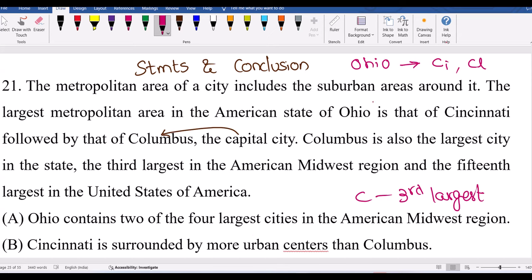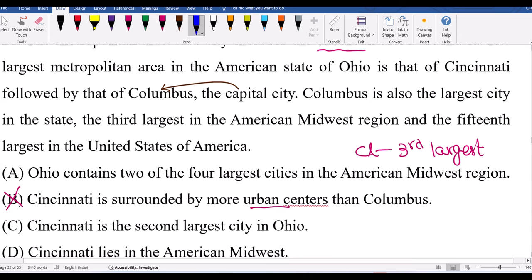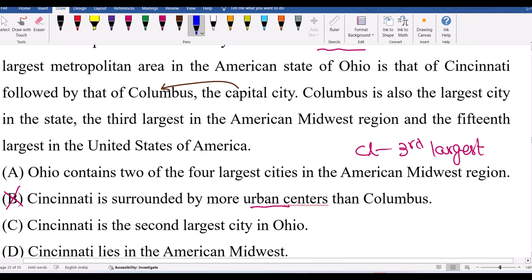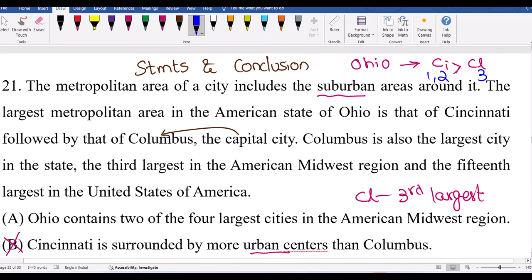Regarding suburban and urban cities, we cannot say. They have given only suburban; regarding urban centers, there is no discussion. The second one is wrong, but the first one makes sense. Columbus is the third largest city, and in Ohio, Cincinnati is followed by Columbus, so Cincinnati's metropolitan area is larger than Columbus. Cincinnati is definitely more than Columbus, so it will be in the top two or three. Columbus is third place, so Cincinnati will take the first or second position. So among the top four, two places are occupied by Ohio. I think we can consider the first one. See, Cincinnati is the second largest city in Ohio.